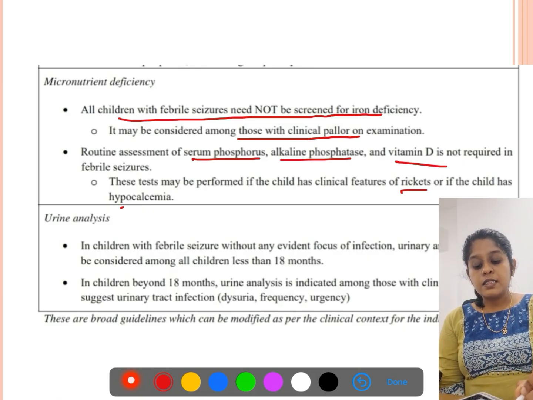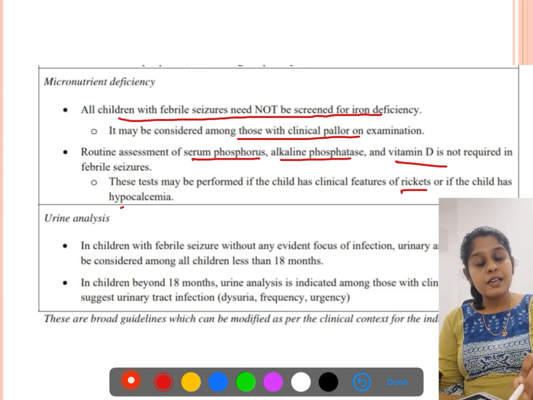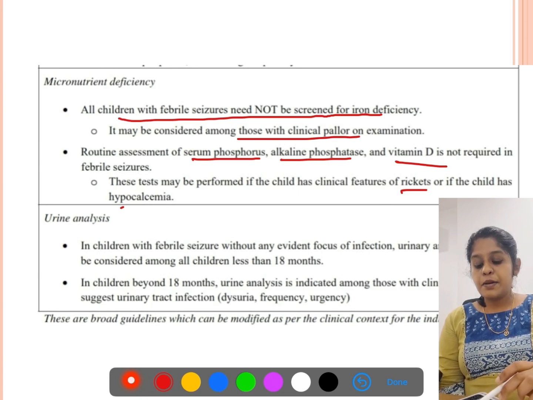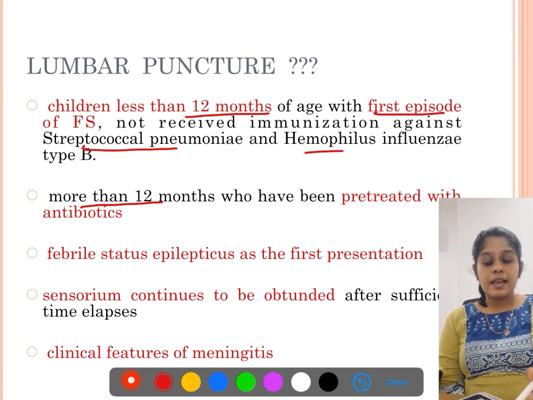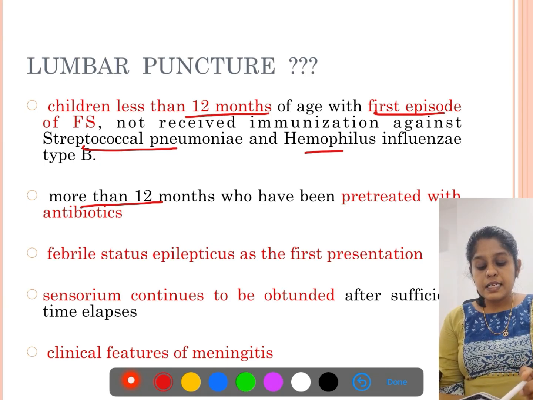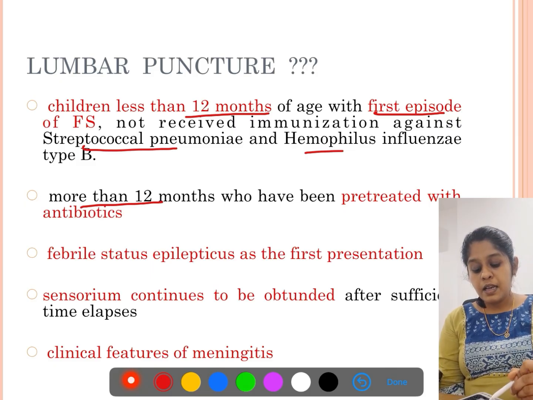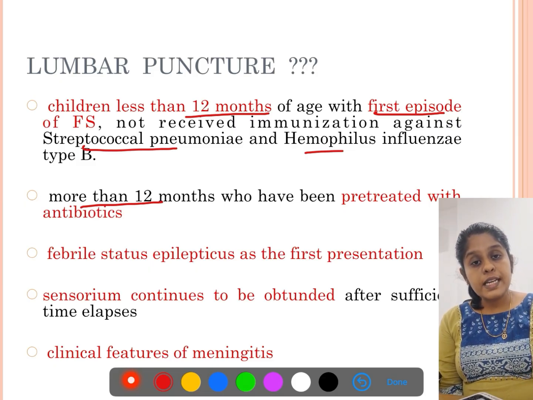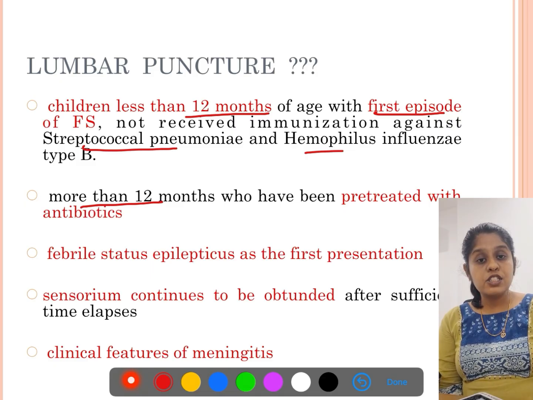More than 12 months, all those who have been pre-treated and have come to you, if they have already been given antibiotics, then definitely you have to do an LP. Febrile status as the first presentation, sensorium continuing to be altered after sufficient time, and clinical features of meningitis are all indications to do lumbar puncture. We don't have to routinely perform lumbar puncture in every child with febrile seizures.